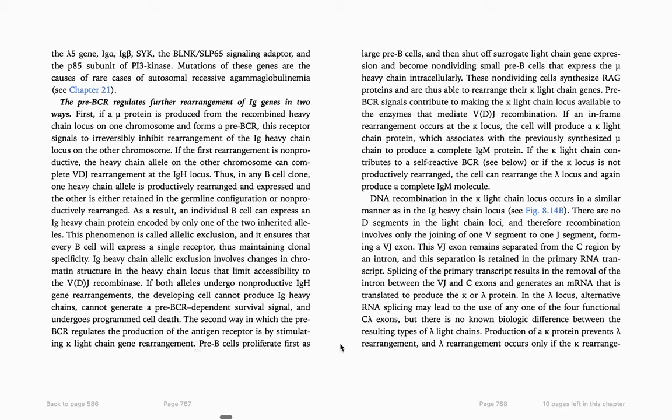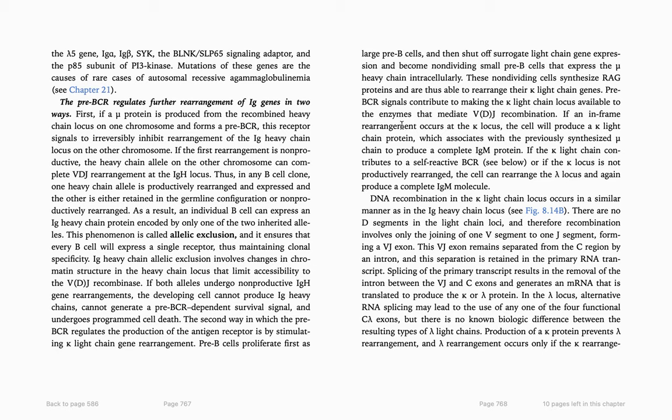Pre-B cells proliferate first as larger pre-B cells, and then you shut off surrogate light chain gene expression and become non-dividing pre-B cells that express the new heavy chains intracellularly. These non-dividing cells synthesize the RAG proteins and are thus able to rearrange their kappa light chain genes.